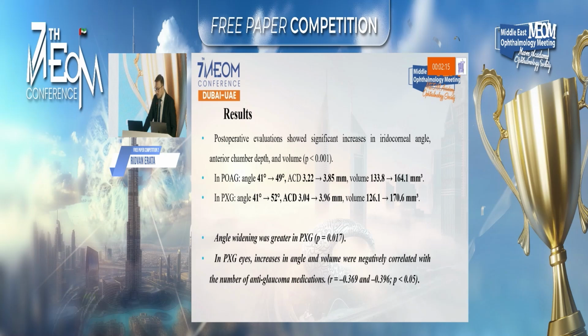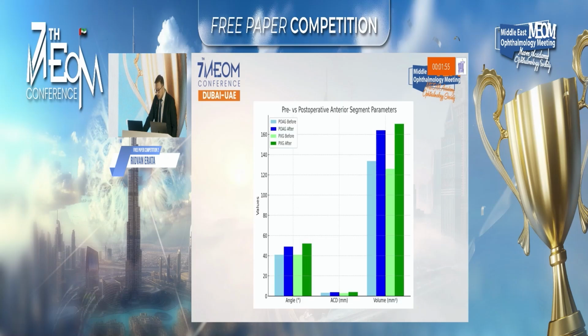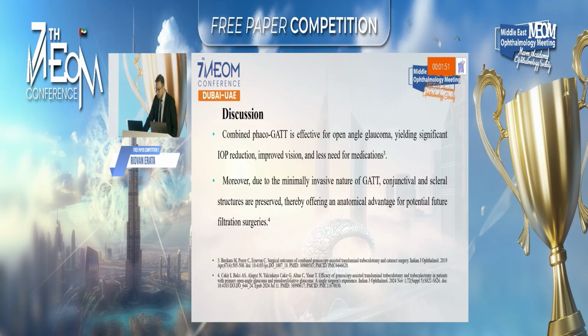Postoperative evaluations showed significant increases in angle and anterior chamber depth and volume. Here you can see these changes in angle, depth, and volume. Angle widening was greater in PXG. In PXG eyes, increases in the angle and volume were negatively correlated with the number of anti-glaucoma medications. Here you can see pre- and postoperative anterior segment parameter changes.